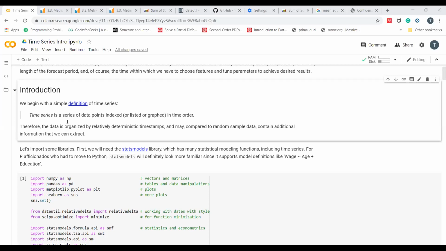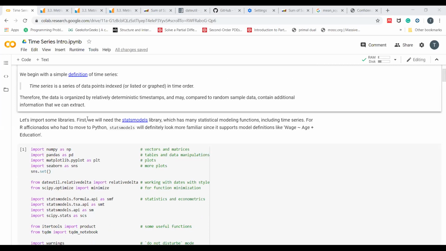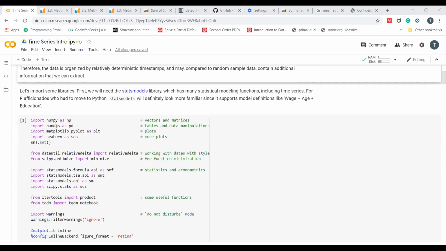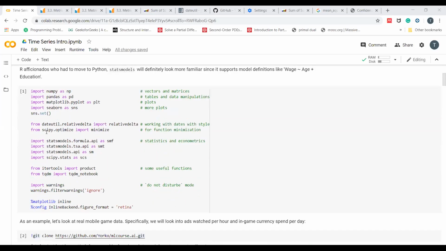So let's now import some of the packages that we're going to use in today's time series modeling. First, we're going to import NumPy, pandas, matplotlib.pyplot, and then SciPy. And then we're going to import relativedelta from dateutil. This is a package for the extension of the datetime module. And then we're going to import statsmodels. For those of you who are familiar with R, statsmodels would be very familiar to you.